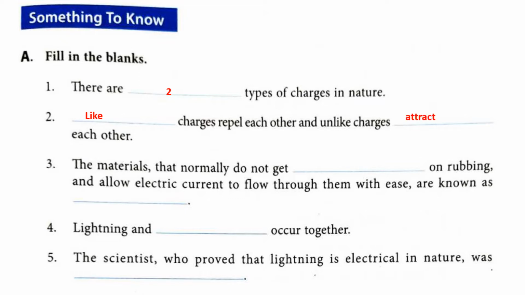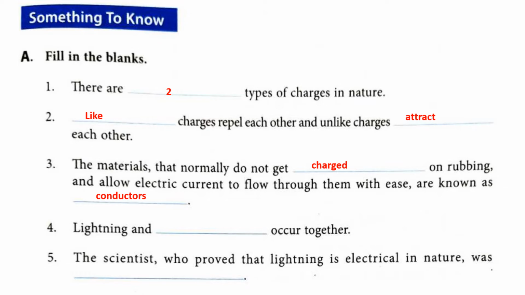The materials that normally do not get dash on rubbing and allow electric current to flow through them with ease are known as conductors. These materials which are not getting charged on rubbing, and they will allow the electric current to flow through them with ease, they are known as conductors.